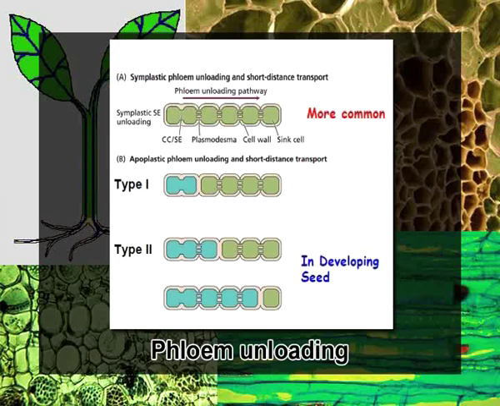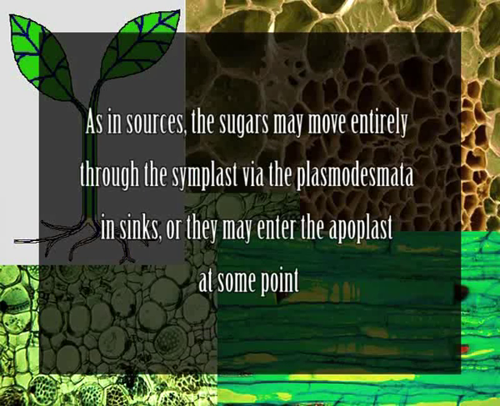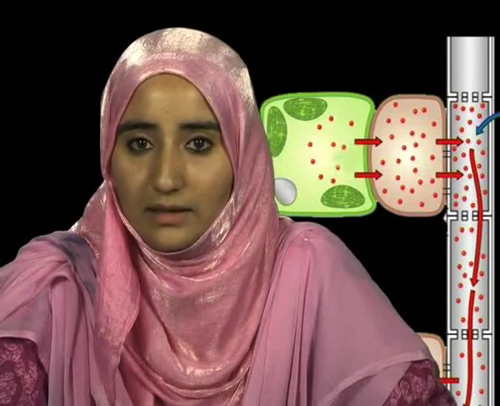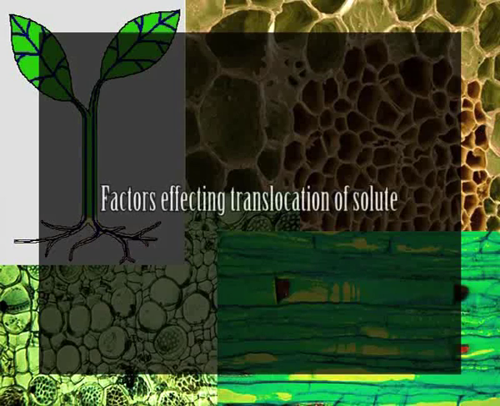The phloem unloading and short-distance transport can occur via symplastic or apoplastic pathways. As in sources, the sugars may move entirely through the symplast via the plasmodesmata in sinks, or they may enter the apoplast at some point. Both unloading and the short-distance pathways appear to be completely symplastic in some young dicot leaves such as sugar beet and tobacco. Now the factors that affect the translocation of solutes.